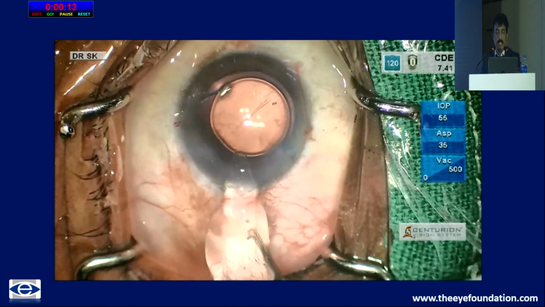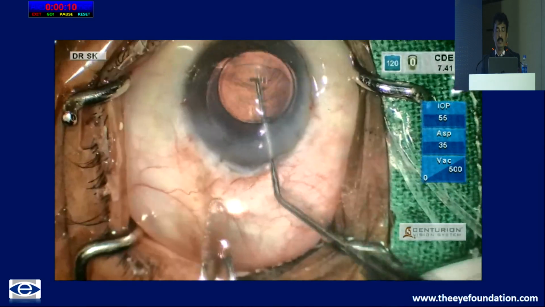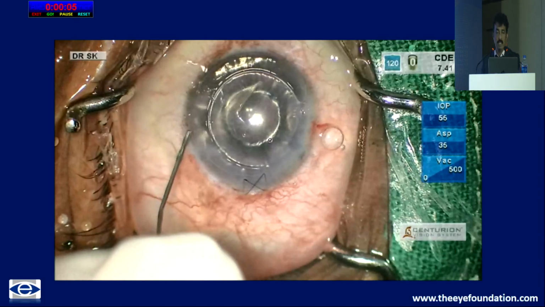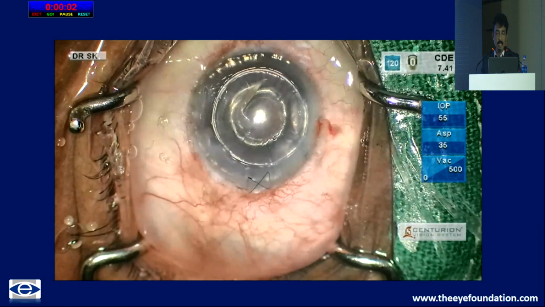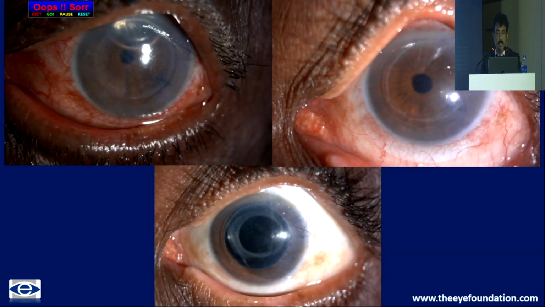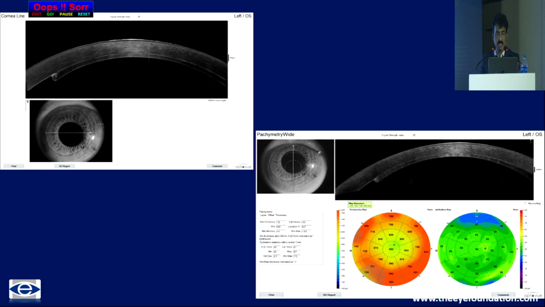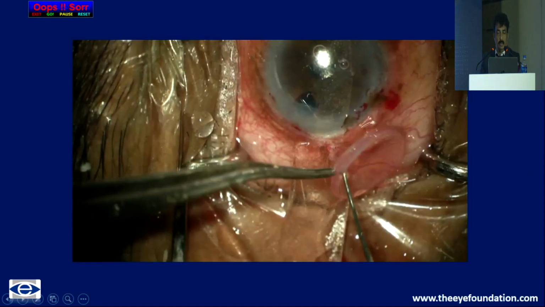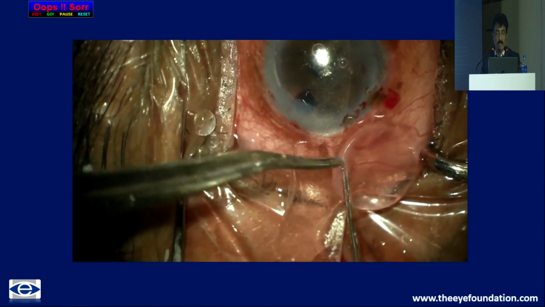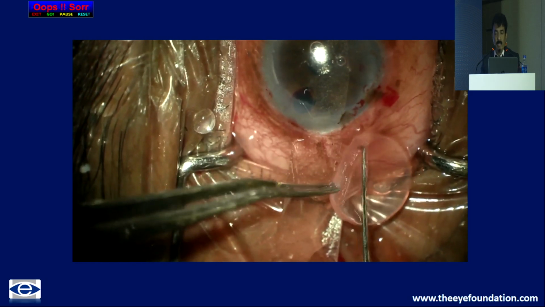And I use a Sheets glide for all the cases. Even in a collapsed globe you can use this technique. This is the post-operative first day and 6 weeks post-operative picture, and the anterior segment OCT picture of the same patient. So you can even go further down and use a thin graft. You can go up to 400, 450 microns and prepare a thin graft lenticule.